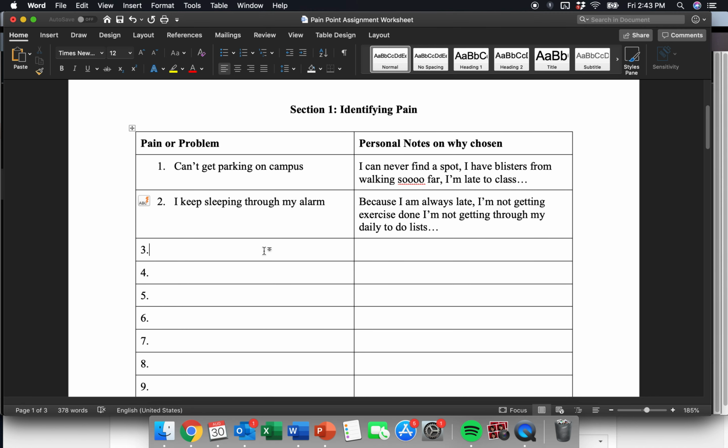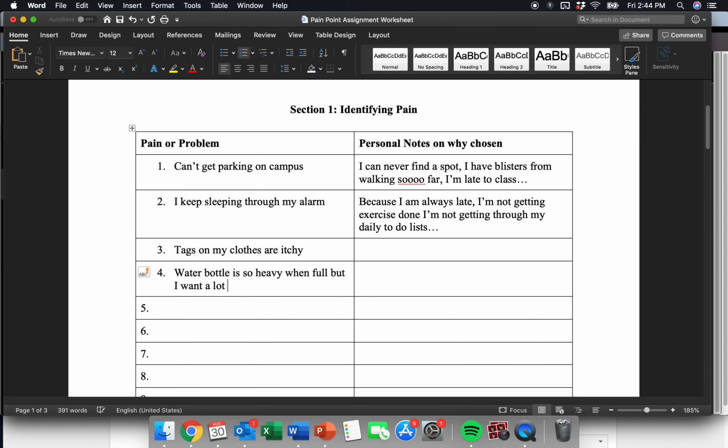It can be so trivial or small. Another one is tags on my clothes are itchy, or my water bottle is so heavy when full, but I want a lot of water. Whatever, just what is bugging you? What's driving you crazy right now? What would you like to see fixed?